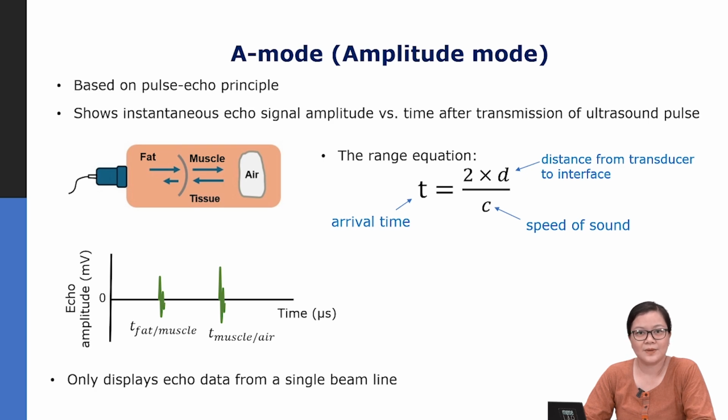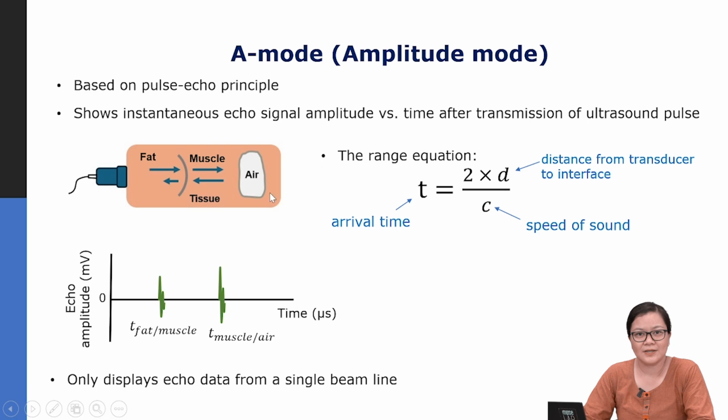So we introduce the range equation, which is as follows. We have t, which is the arrival time, equals 2 times d, where d is the distance from the transducer to the interface, all of that divided by c, which is our longitudinal speed of sound.